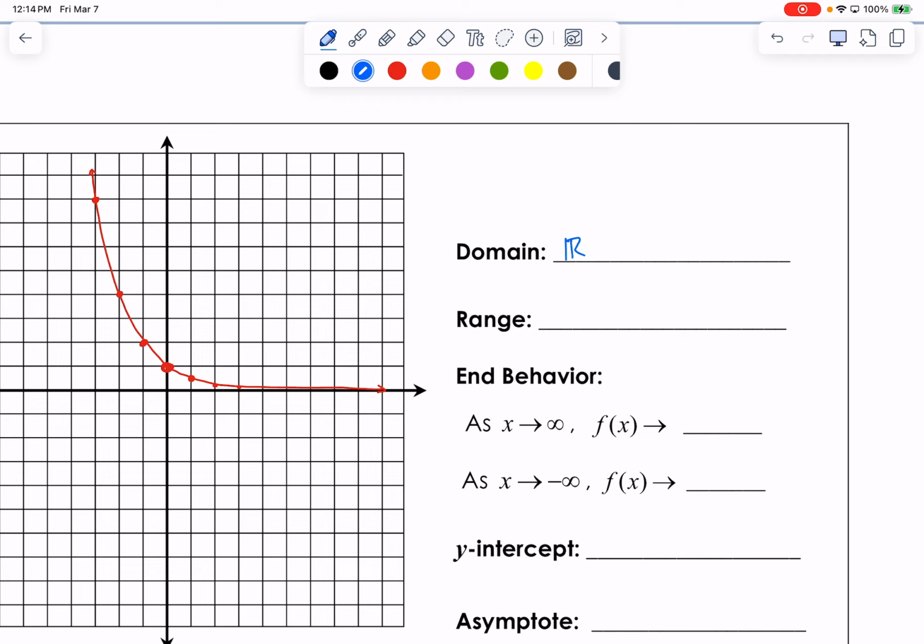Let me ask you this. Does it go up forever? It does go up forever. Does it go down forever? What does it go down towards? 0. So what's the range? Y is greater than 0, or you can go 0 to infinity.